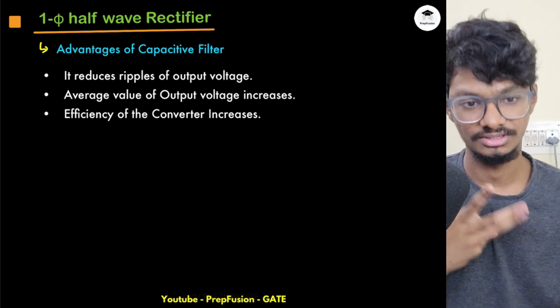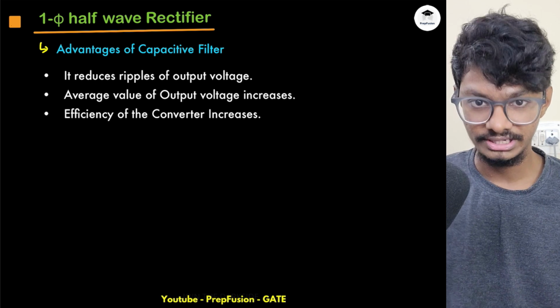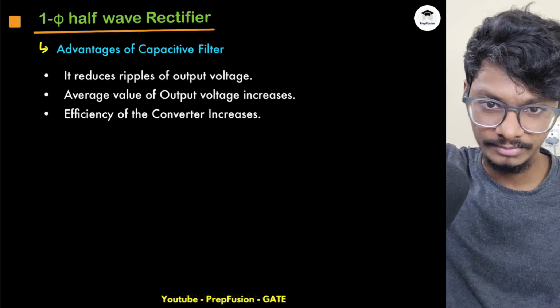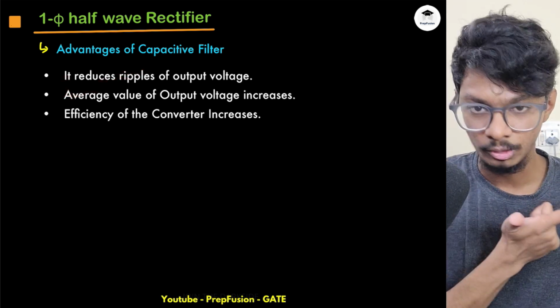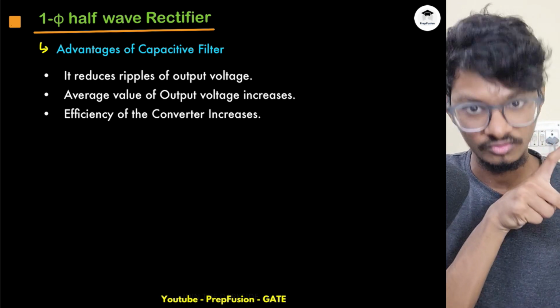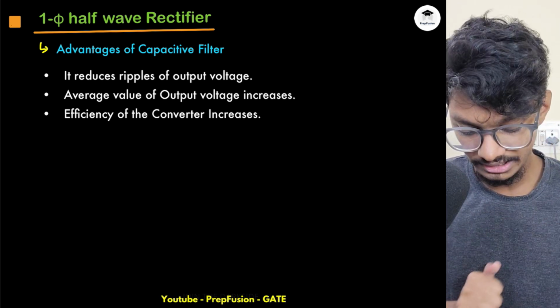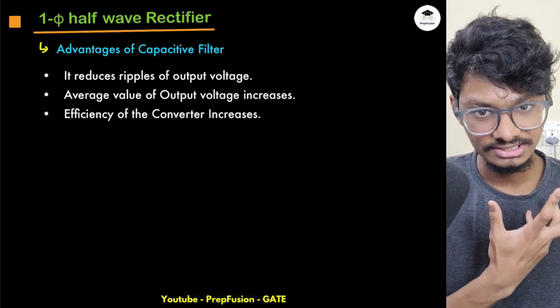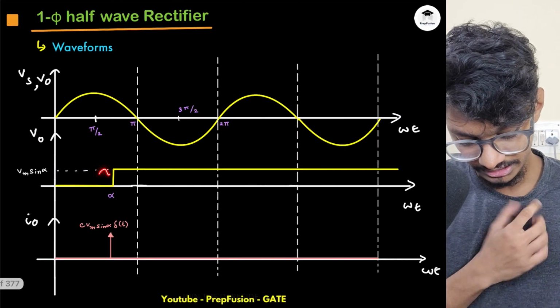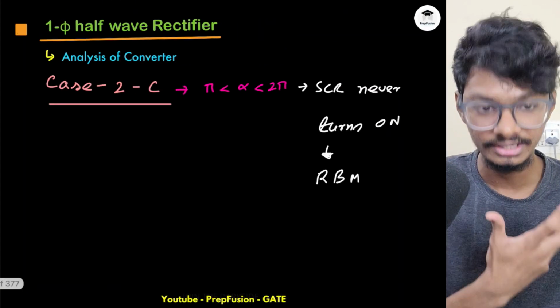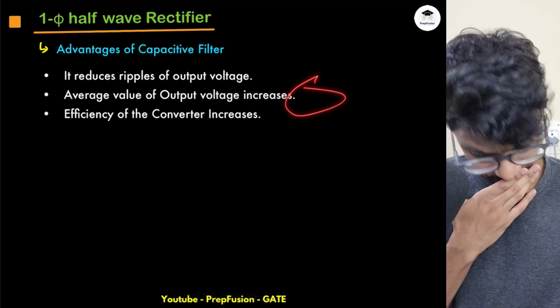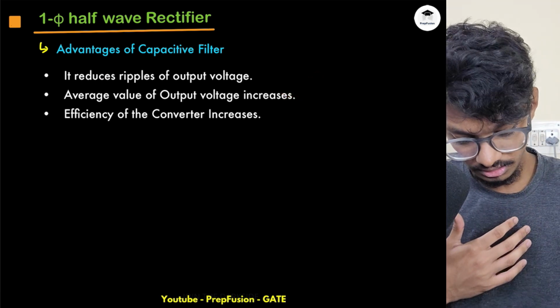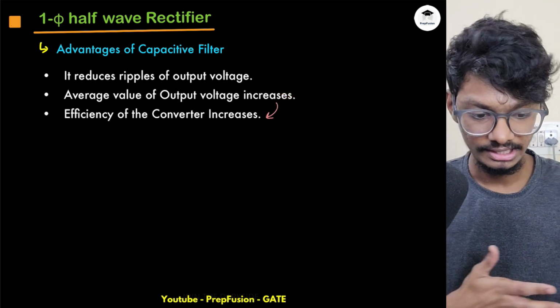So basically, I told about the inductive filter. What are the advantages of the capacitive filter? I've explained this in my prerequisites as well. It reduces the ripple in the output voltage because it tries to maintain the output voltage. Then the average value of the output voltage increases, because it tries to fix the output voltage to some value. As the average output voltage increases, the efficiency will also increase. They are interlinked with each other.